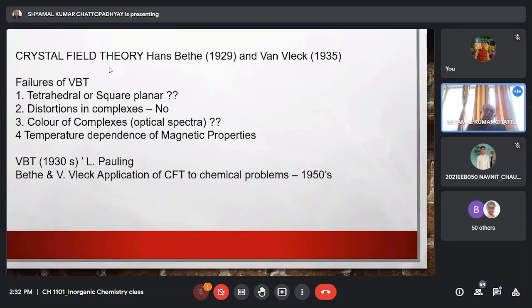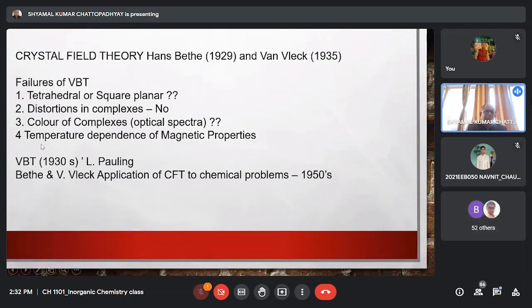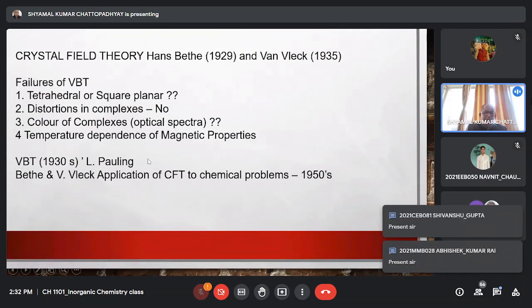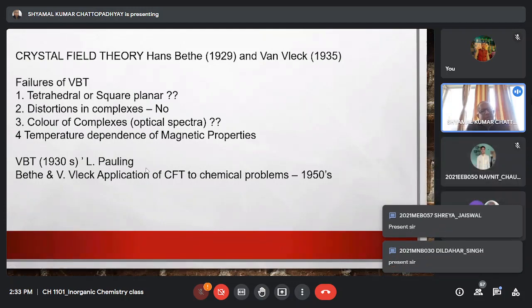However, at that time, 1929, 1930s, the crystal field theory didn't attract much attention, particularly from chemists, because at almost the same time, valency bond theory was being propagated and expanded by Linus Pauling, and Pauling was very influential, particularly in the chemistry community. In terms of ease of understanding, valency bond theory was much easier for chemists and other scientists to understand compared to the much more rigorous crystal field theory.